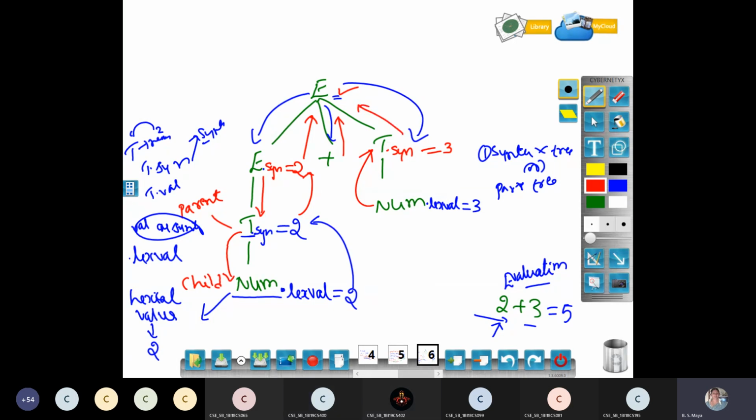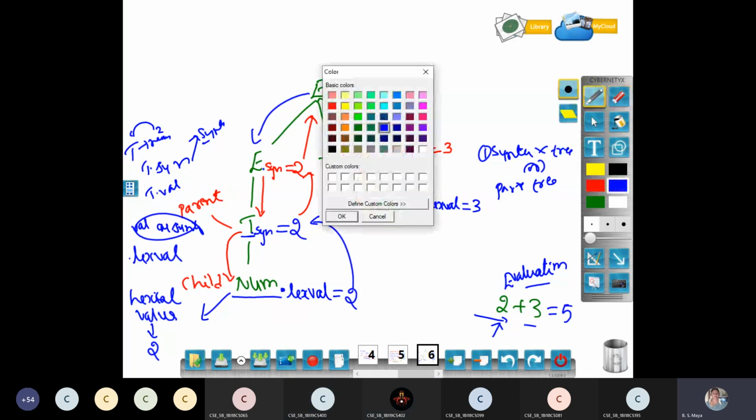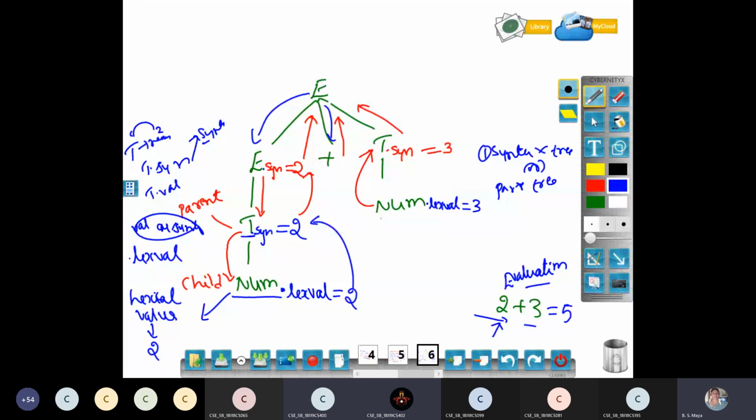2 plus 3 is 5. Is it right? Yes, ma'am. Is it a synthesized attribute or what? Yes, ma'am, it's a synthesized attribute. How to write for that? E dot syn equal to 5. What's the value? 5.